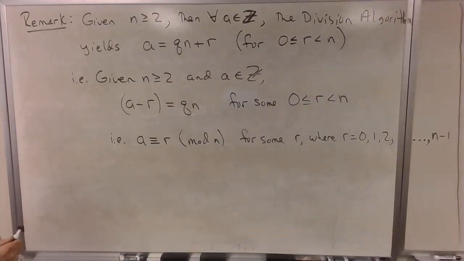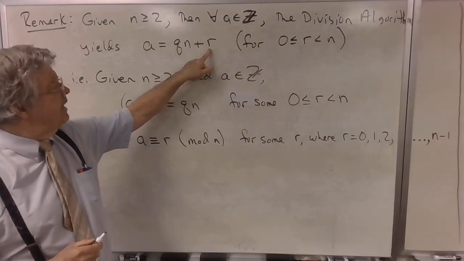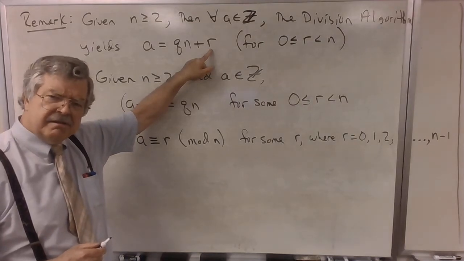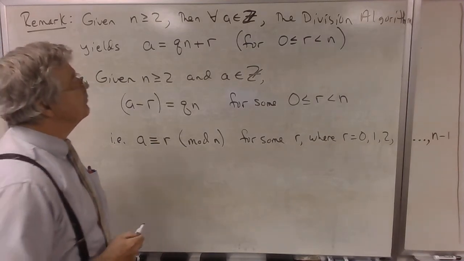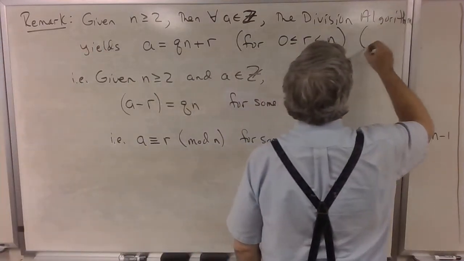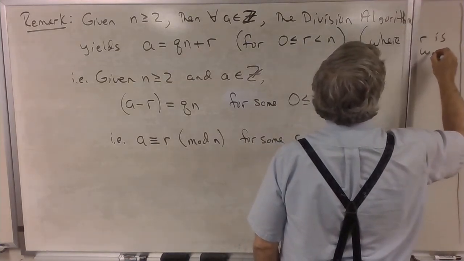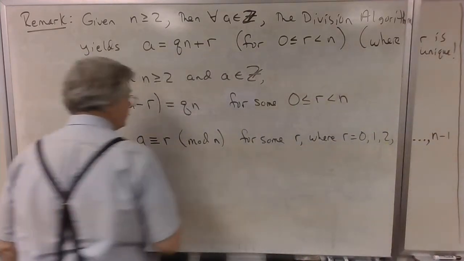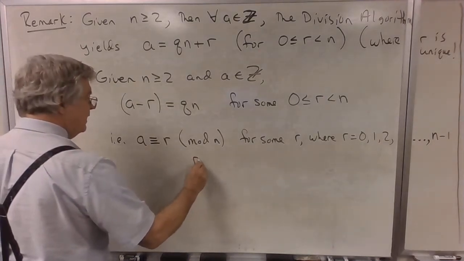Oh, by the way, in this application of the division algorithm, isn't R unique? It is. R is unique. So R is unique here also.